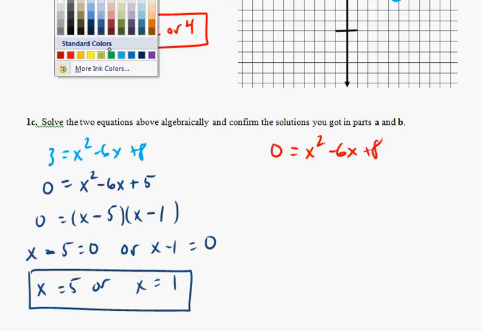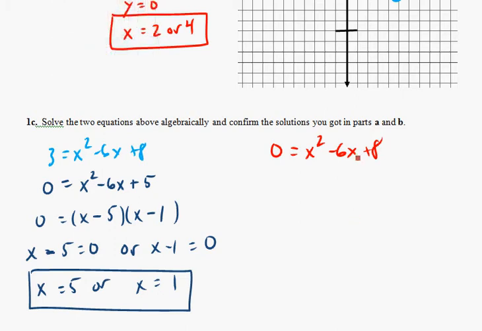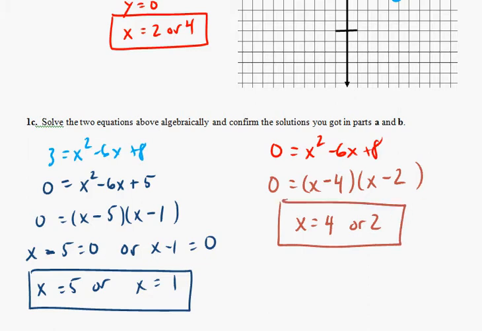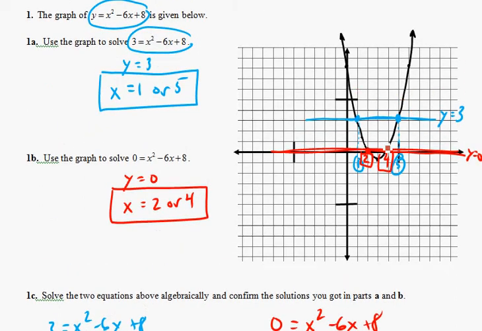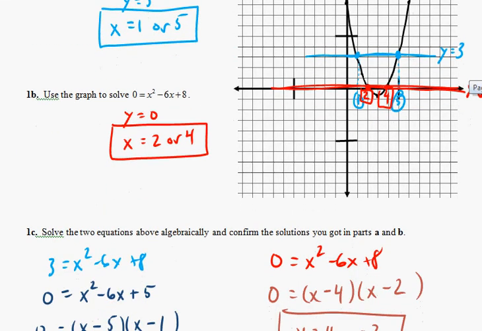Now let's solve this other equation. Since this equation already equals 0, I'm going to go ahead and try to factor it as it is. So this would factor into x minus 4 times x minus 2. And again, using the zero product property, we can see that we would get x equals 4 or x equals 2. So once again, we can see that our algebraic solutions correspond to what we got using the graph. But obviously, if you're given the graph, it's much easier to look at the graph and determine these solutions than it is to use our algebra skills.